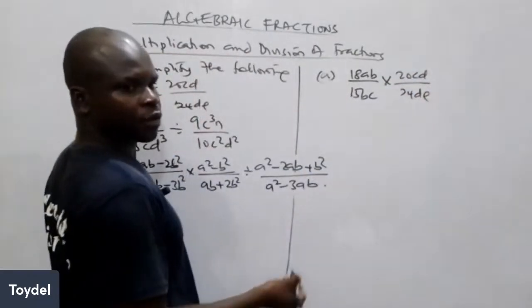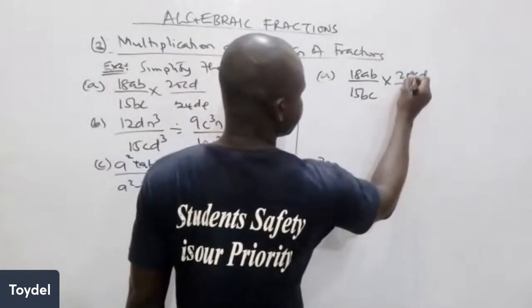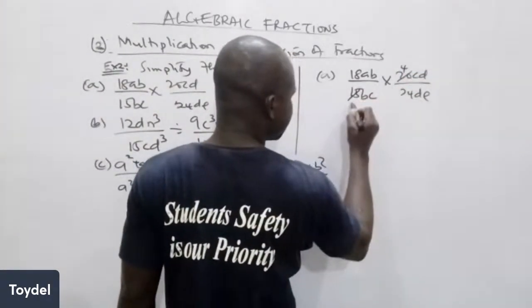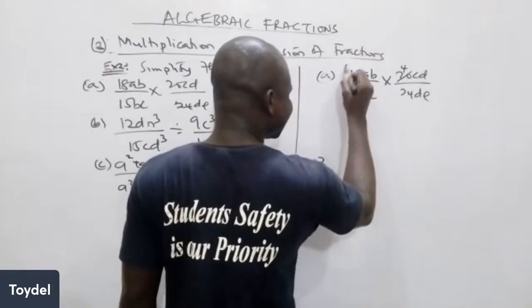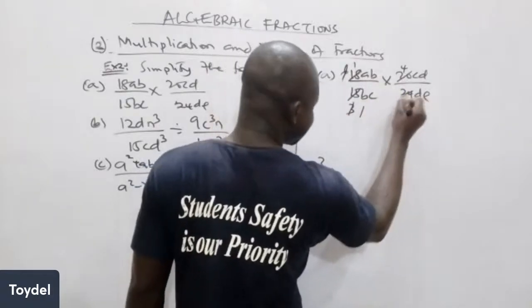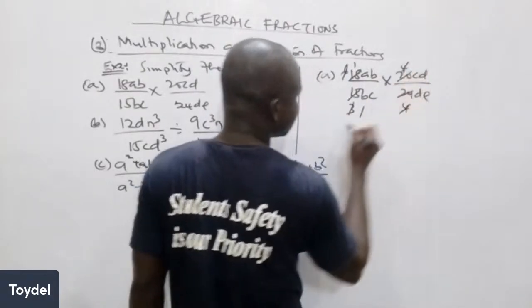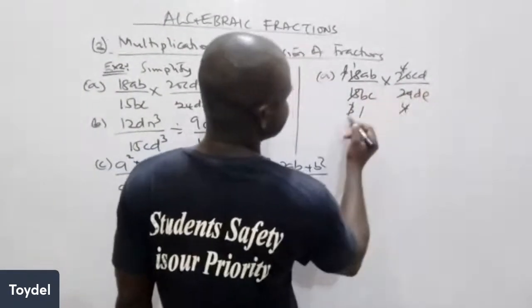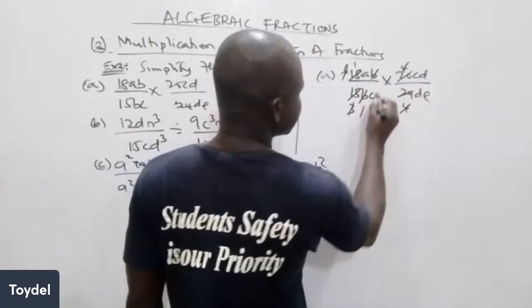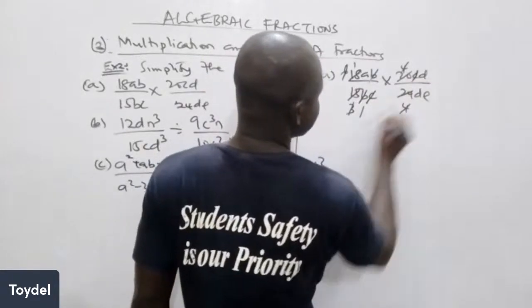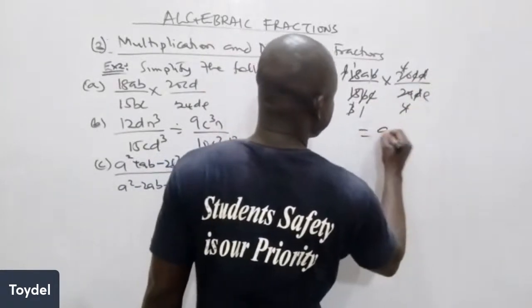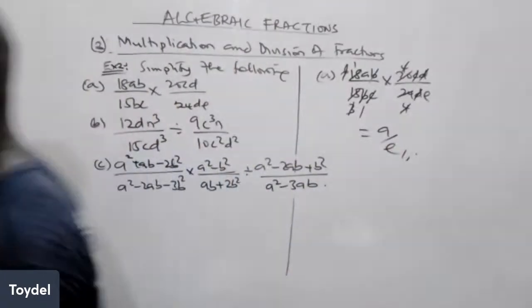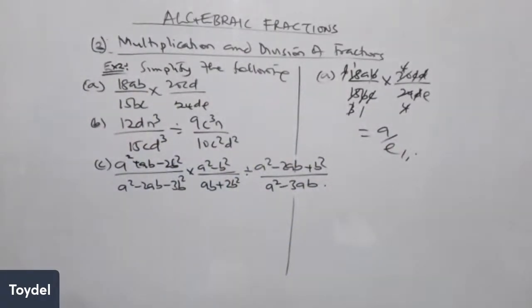So we start some cancellation. 5 here 4, 5 here is 3, 3 here 1, 3 here is 6, 6 here 1, 6 here is 4, 4 will cancel 4. We are able to cancel out everything. We are left with letters. B can cancel B, C can cancel C, then D can cancel D. At the end of the day, we are left with A all over E, and that's what we are going to get. Look at it very well. That is what we are going to get. Okay, so we are through with the first one.